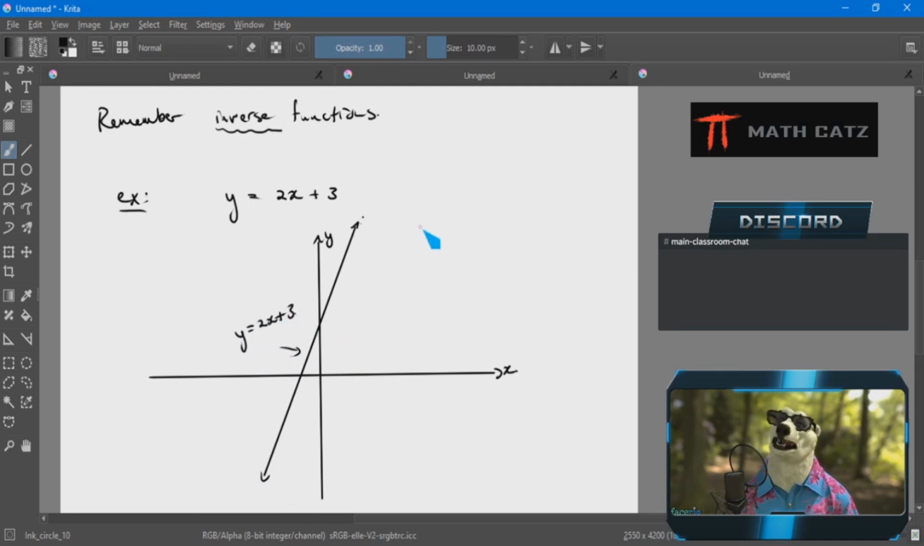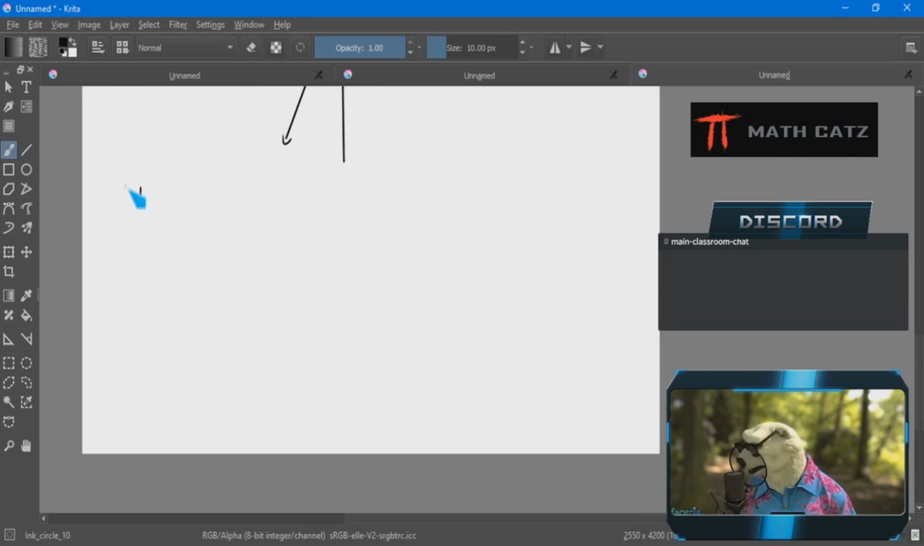So now the question is, what is the inverse function? So let's call this f of x to make it look more familiar. How do I find the inverse of this? So to find the inverse function, there are quite simple steps.